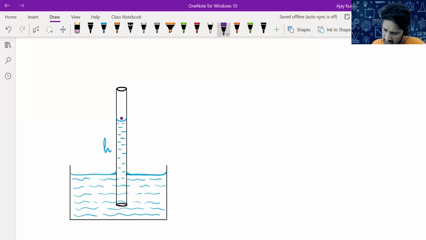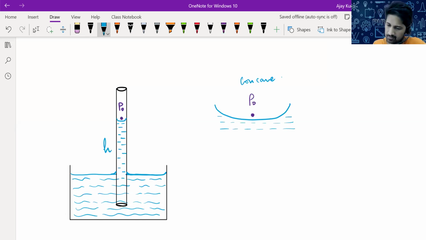We know that pressure just outside the meniscus is P naught. And ever since we started talking about excess pressure, we have been discussing for a flexible membrane, the concave side is always at higher pressure. Now, pressure outside the meniscus is P naught. Then pressure just inside the meniscus should be less than P naught. This pressure will be less than P naught. We can even derive how much that pressure is.